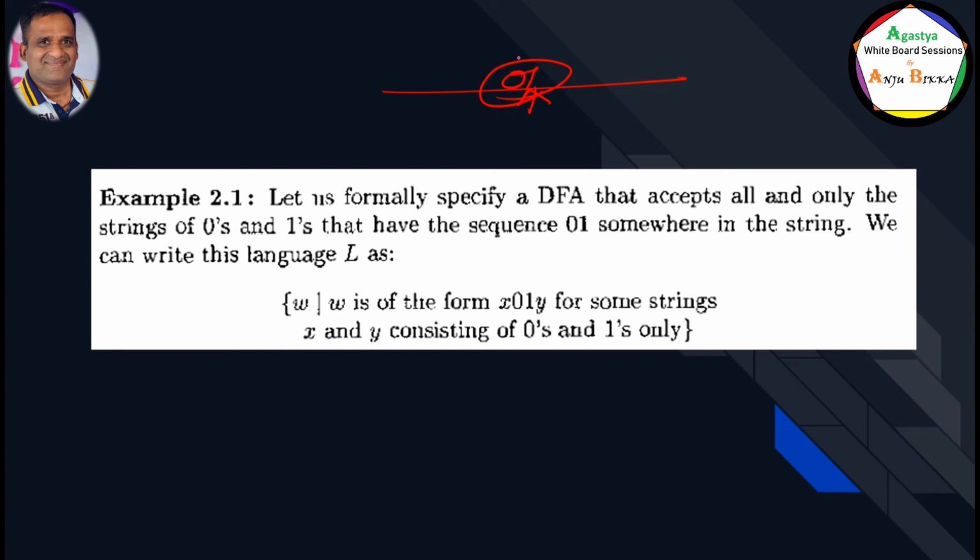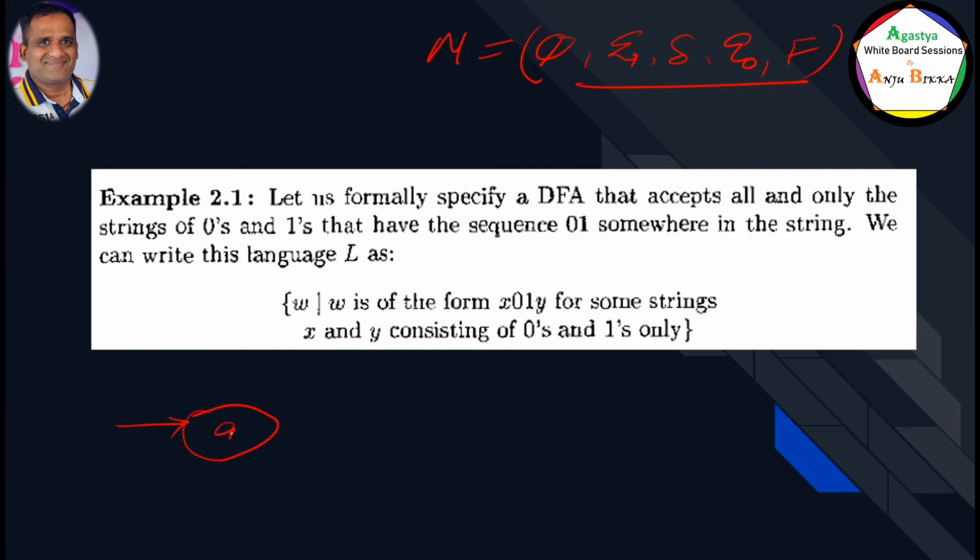So let's start with that one. When we start, we have to remember our DFA machine M, the tuple Q, Sigma, delta, q naught, and F. These are the 5 tuples. Now we are starting with q naught. When we are starting with q naught, we are scanning the input.